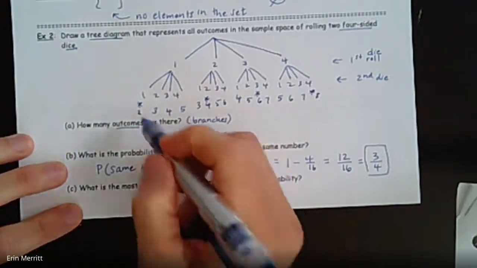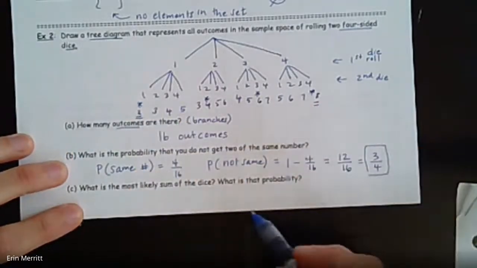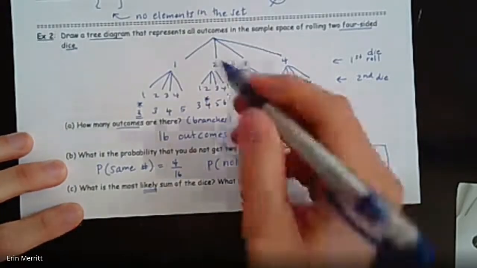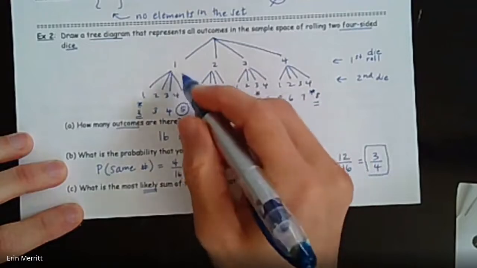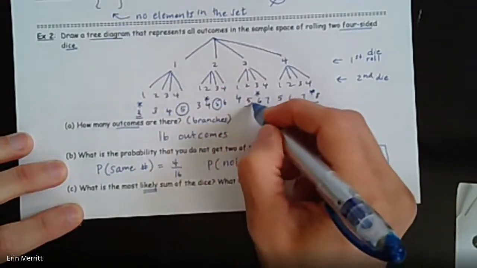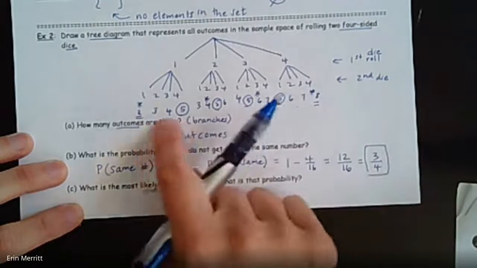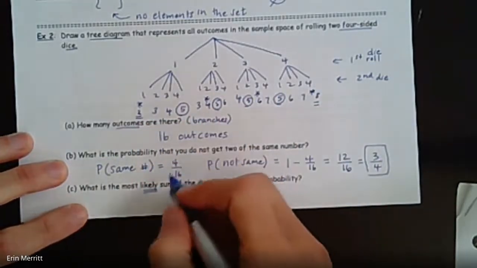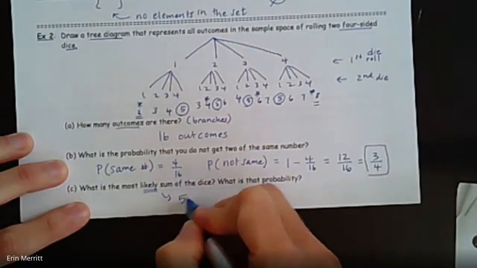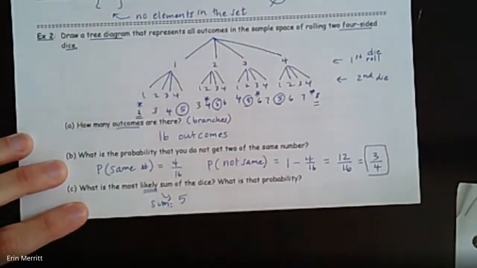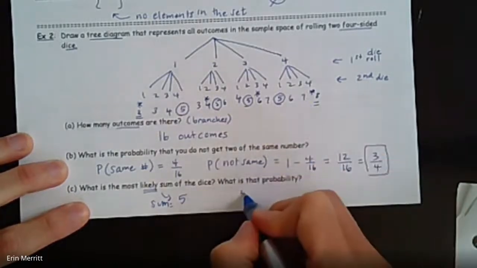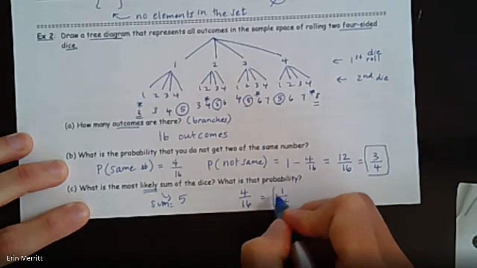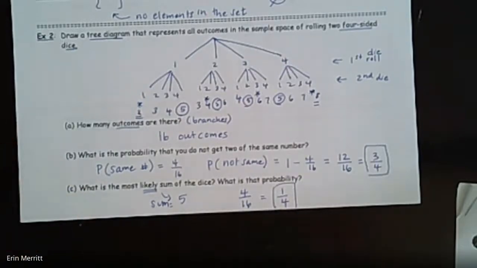So you can see that we get sums anywhere from 2 to 8, but they're saying which one is the most likely. So which number do you see the most? Well, if you look, you can get a 5, whether you rolled a 1 first, a 2 first, a 3 first, or a 4 first. That's the only situation that happens in all 4 cases. So the most likely sum would be a sum of 5. And then what's the probability of that? Well, it happened in 4 out of the 16 cases. So we could say that that probability is 1/4.